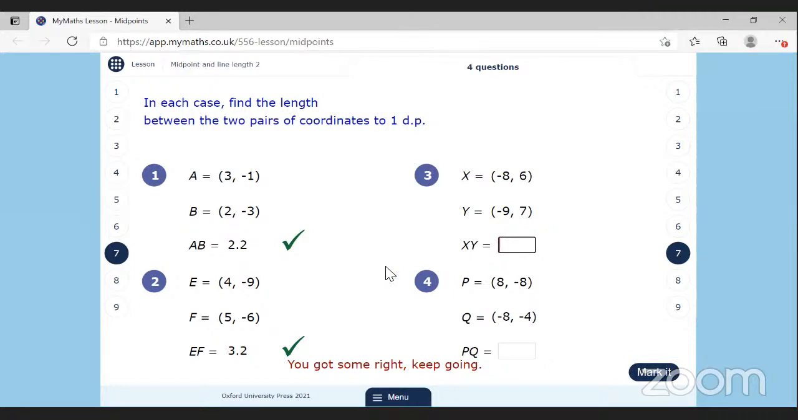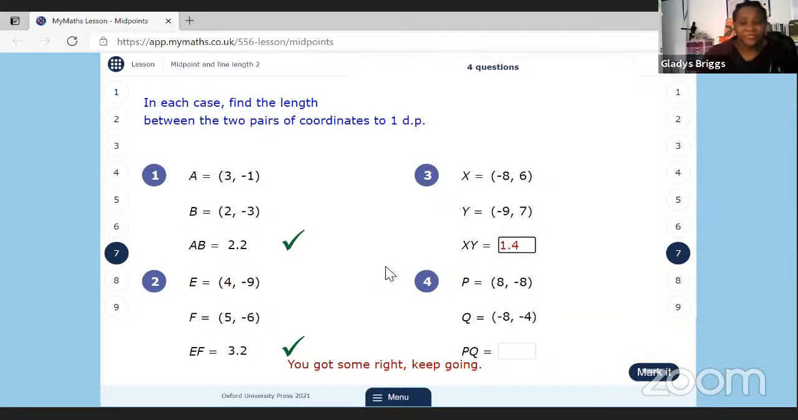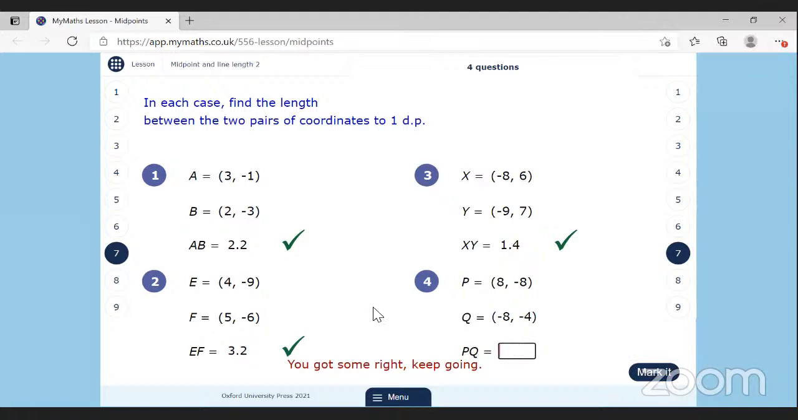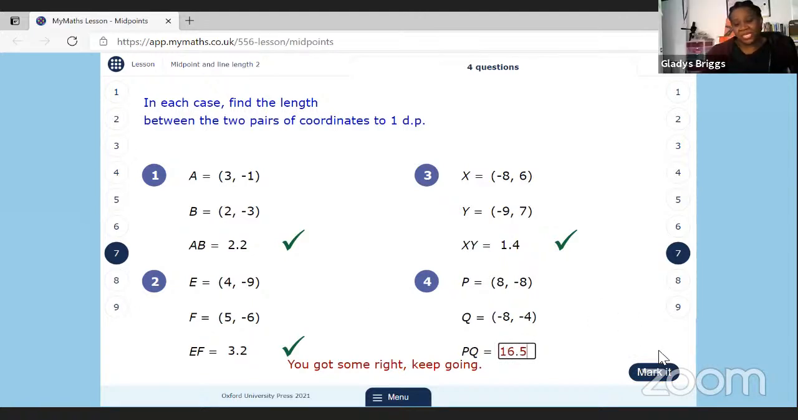1.4. The last one, 16.5. Okay. Well done to you guys.